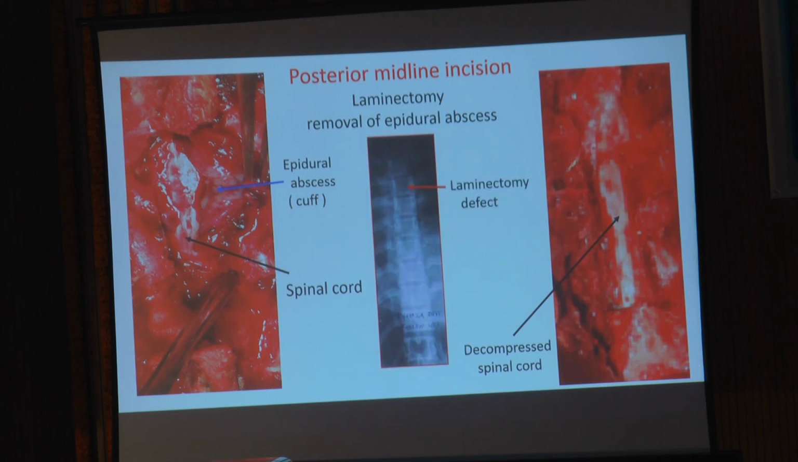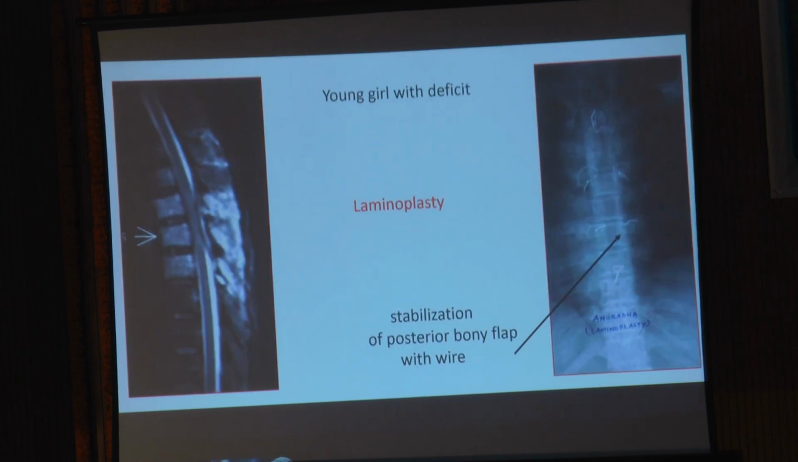And this is the X-ray after surgery. The laminectomy defect is visible. Okay. Now this was in a young girl. So in a young girl, if you do such an amount of laminectomy, they have the problem of developing kyphosis later on. Okay, more so. So here the laminoplasty has been done.